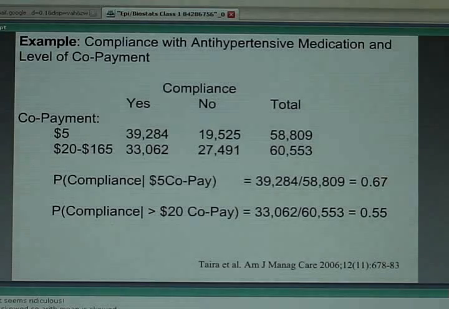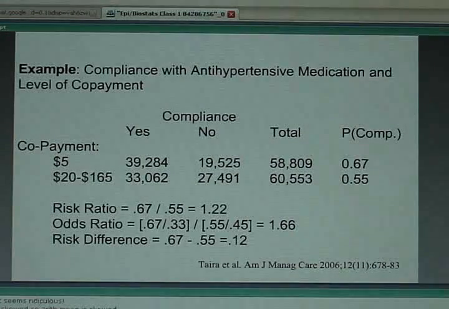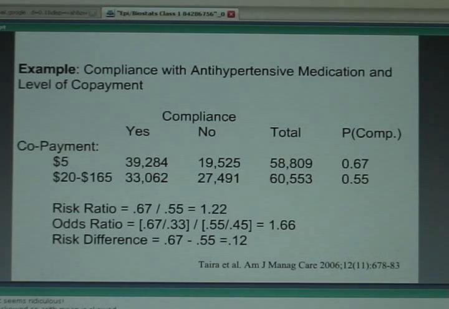We could get an odds ratio, the odds of compliance among the $5 copayment group compared to the greater than $20 copayment group. Or if we want, we could take the difference in risks. These are just different measures of association you can calculate from this particular table.